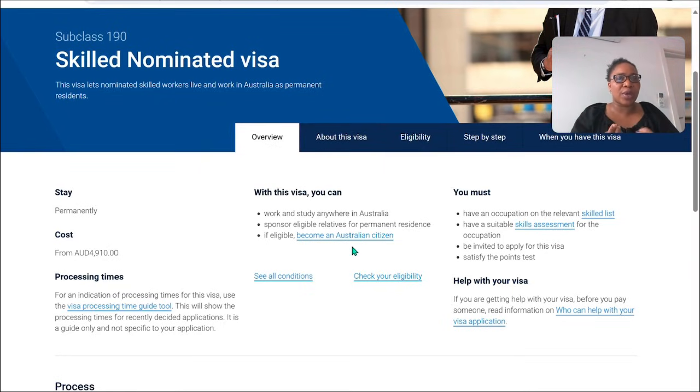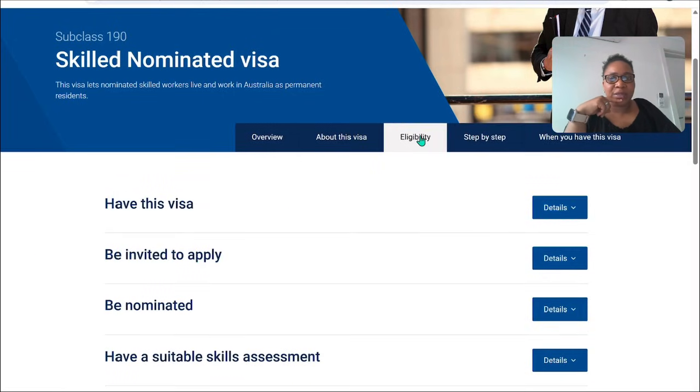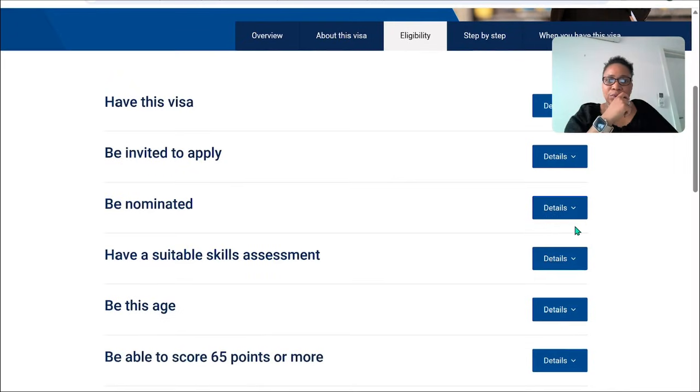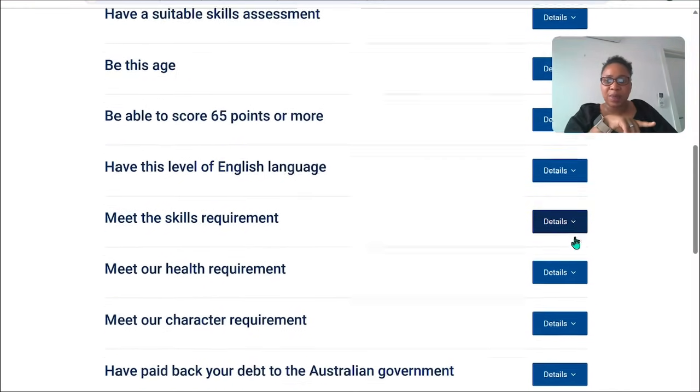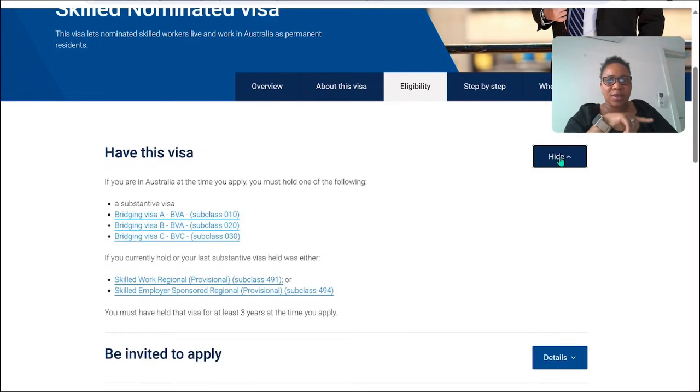So we need to look at the things that you need to be able to do this process or to apply for the subclass 190 skilled nominated visa, which in this case is permanent residence to Australia. If we come here on eligibility, I want to go through this page, what you need to have. Let's go together and see.